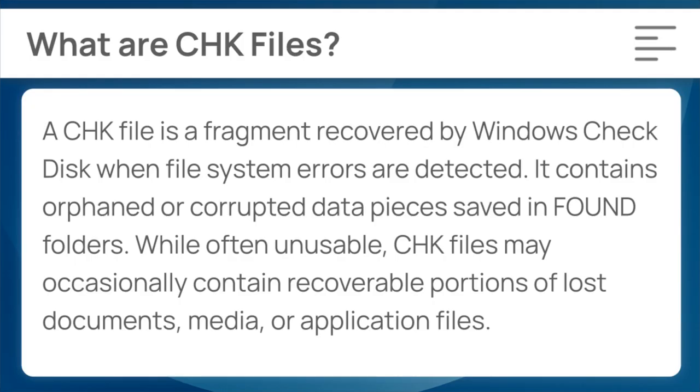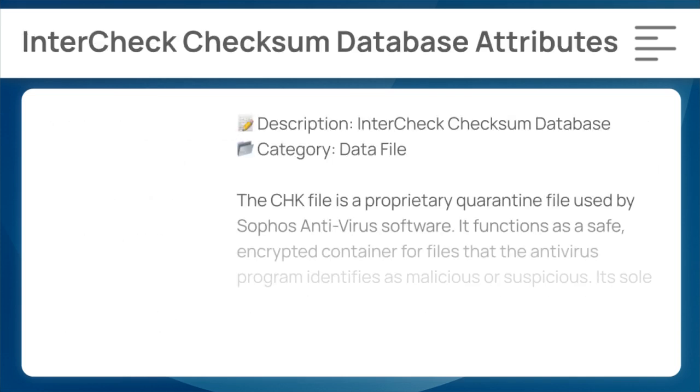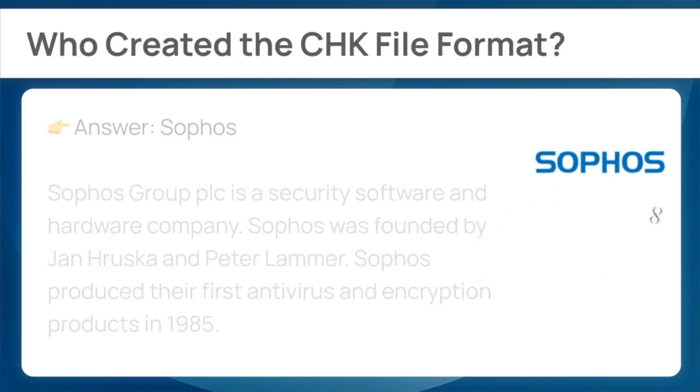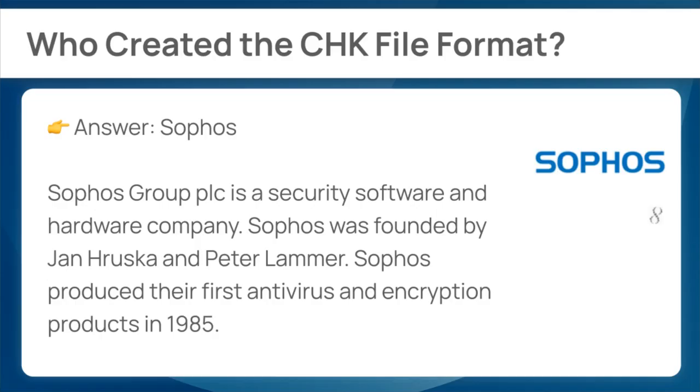The CHK file is a proprietary quarantine file used by Sophos Anti-Virus software. It functions as a safe, encrypted container for files that the antivirus program identifies as malicious or suspicious. Its sole purpose is preventing the quarantine threat from infecting the system. Developed by Sophos, the format is closed source and highly encrypted.